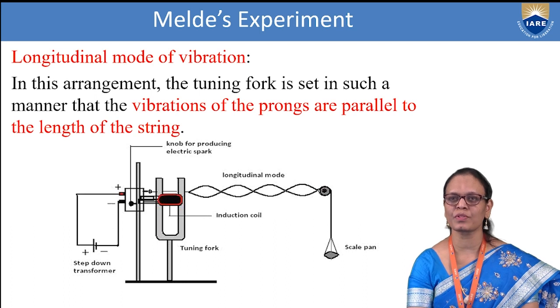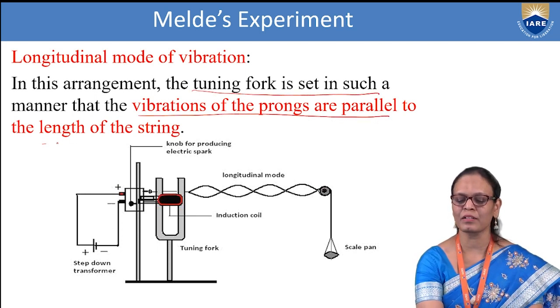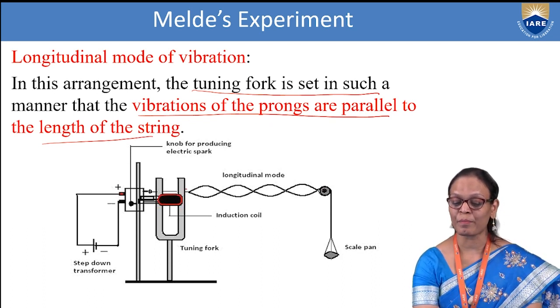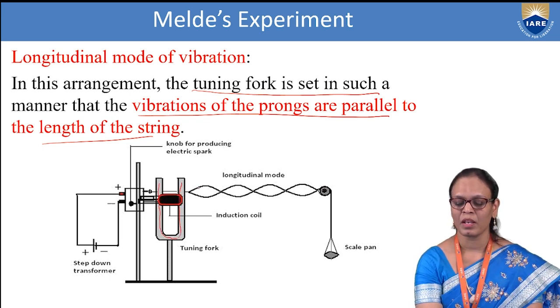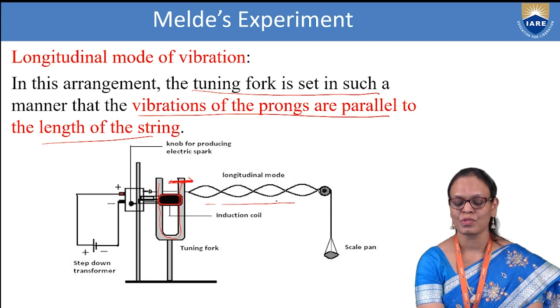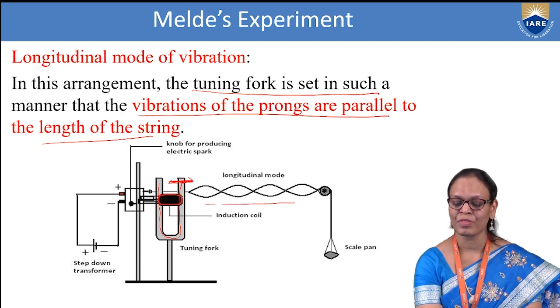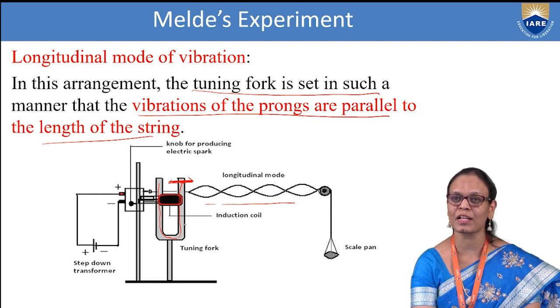Now coming to the longitudinal mode. How do we set up in longitudinal mode? The tuning fork is set in such a manner that the prongs are parallel to the length of the string, or the prongs vibrate. See here, this is the tuning fork. These prongs have to vibrate parallel to the length of the string. So, when they vibrate parallel to the propagation of the wave, then we get longitudinal waves.